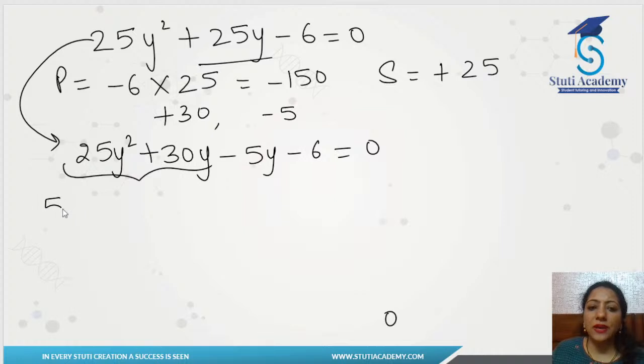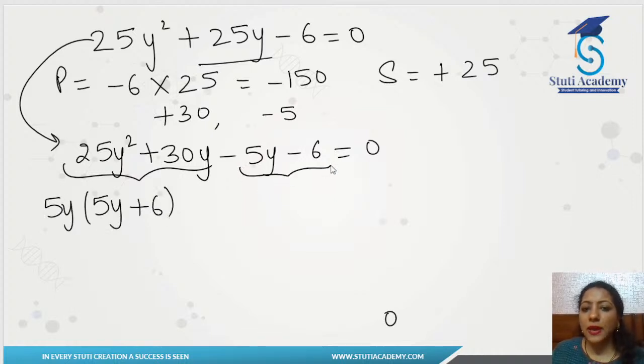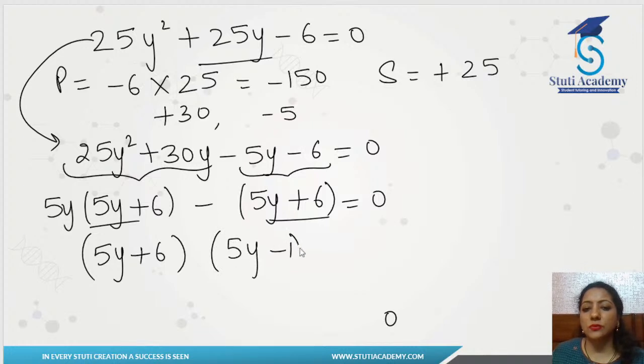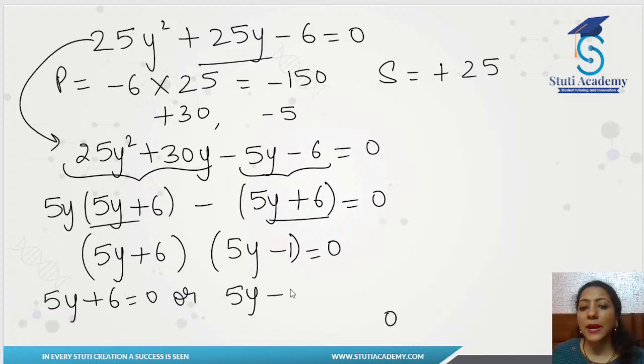From here we can take 5y common and we will have 5y plus 6 here. From here we will take minus 1 common and we will have 5y plus 6. Now we can take this 5y plus 6 common and then we'll have 5y minus 1 is equal to 0. So either 5y plus 6 is equal to 0 or 5y minus 1 is equal to 0. So either we have y is equal to minus 6 upon 5 or we have y is equal to 1 by 5.